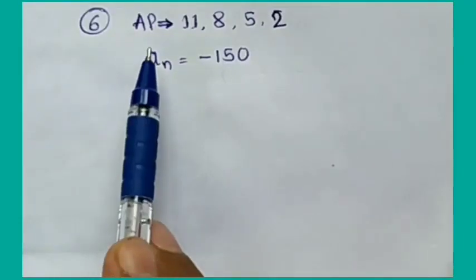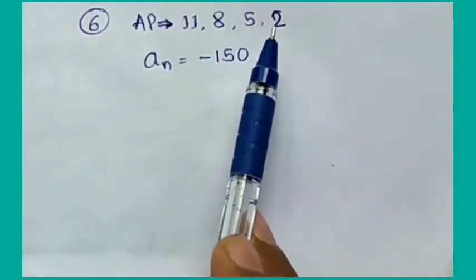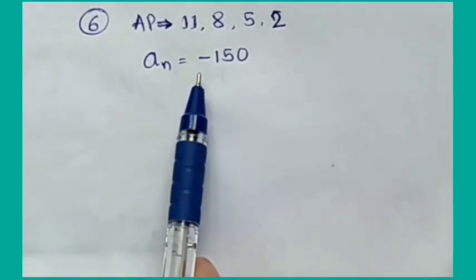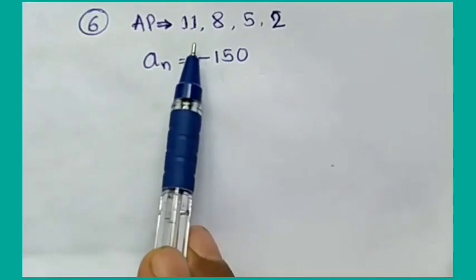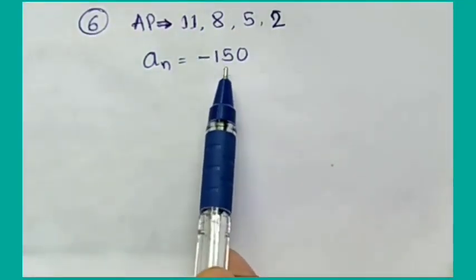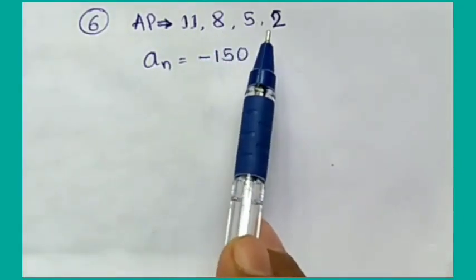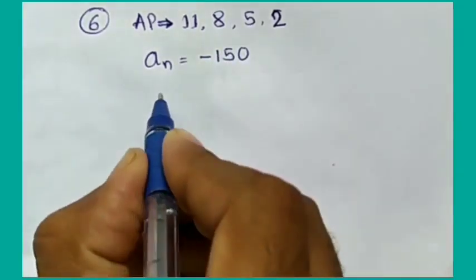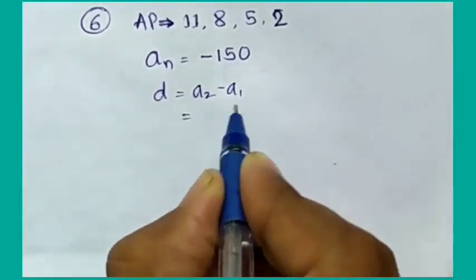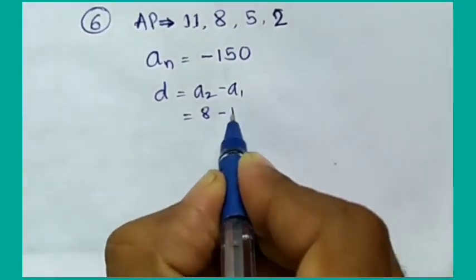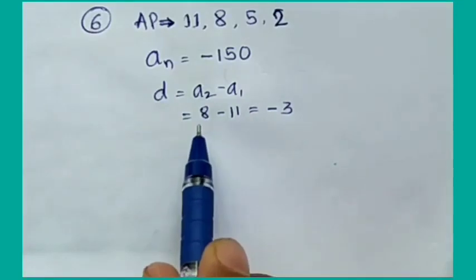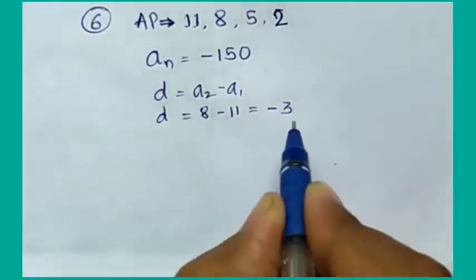In the 6th question they gave the AP 11, 8, 5, 2. You have to check whether AN, which they gave as minus 150, is its term or not. It means you have to check whether you will get this minus 150 in this AP. For that we first need the common difference D. D is A2 minus A1. A2 is 8 minus 11, so here we will get minus 3. So D equal to minus 3.